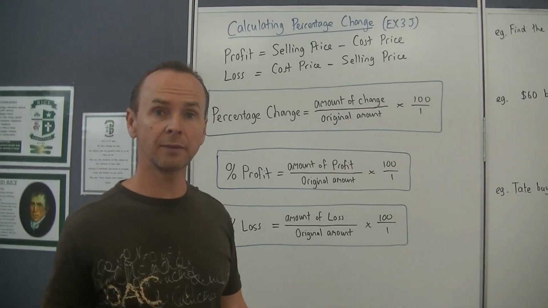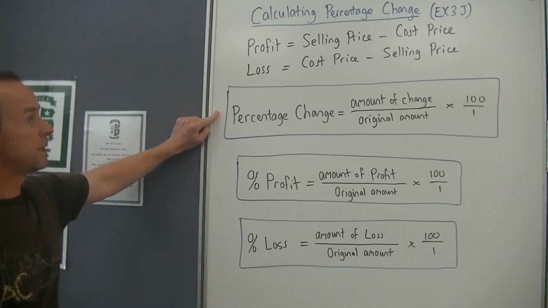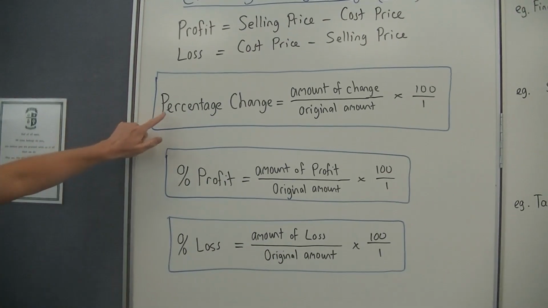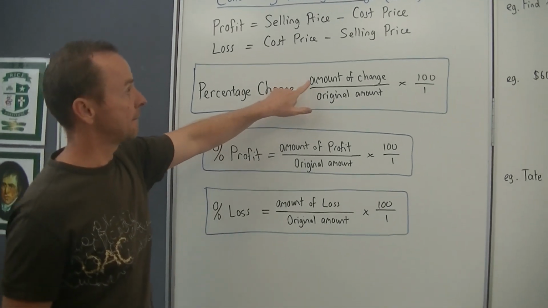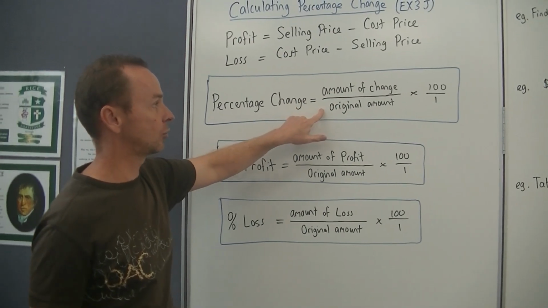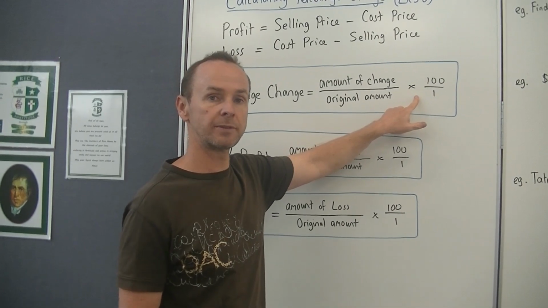Now, there's just one formula you need to remember, and it is right here. Percentage change, this is all we're doing for this lesson, is equal to the amount of the change over the original amount times by 100 over 1 to turn it into a percentage.